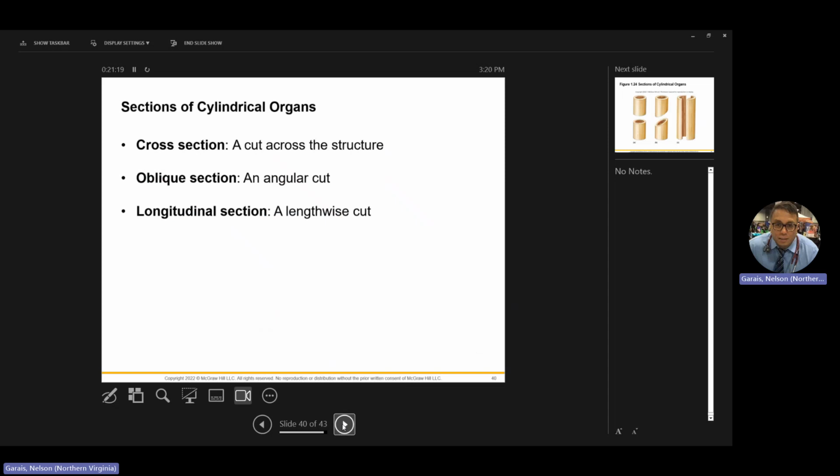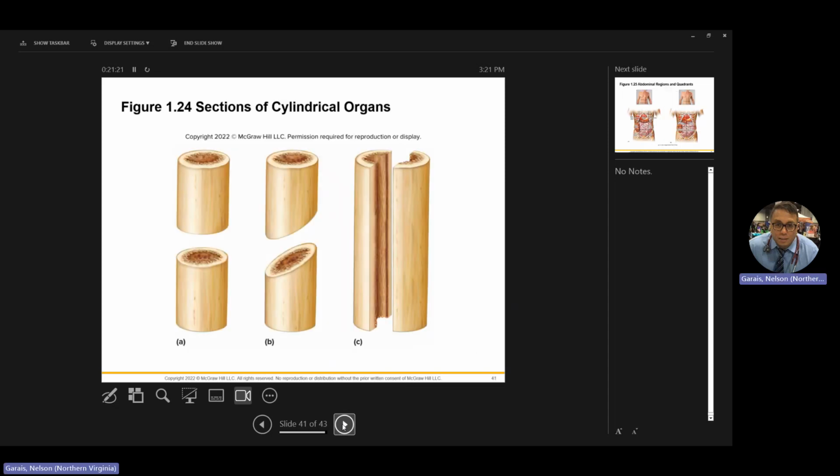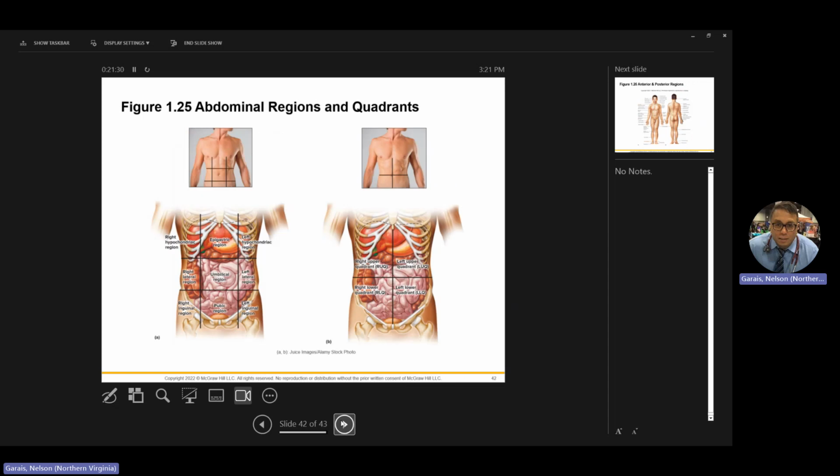Here's another view of it. Cross section, oblique, transverse, nice to know. There's other terms and there's other things that are a little bit more important. Know your abdominal regions. I will not ask an RUQ, LUQ question here on the right. I'll ask a question based on this, on the 9 boxes, not the 4.